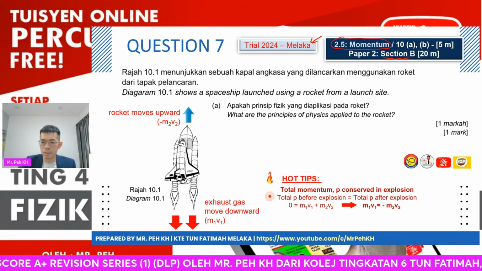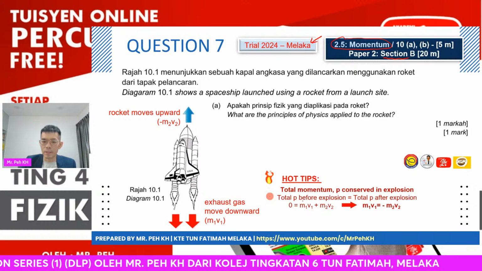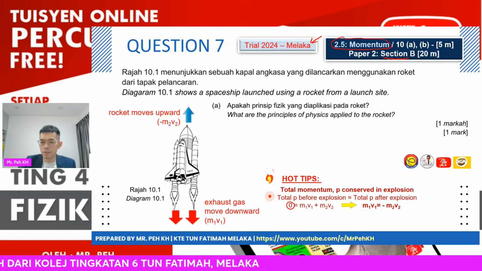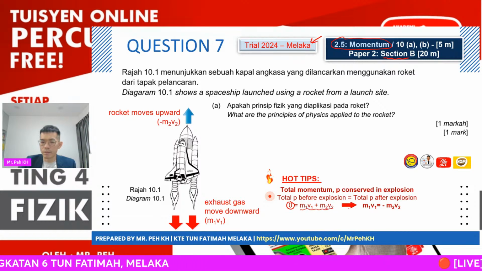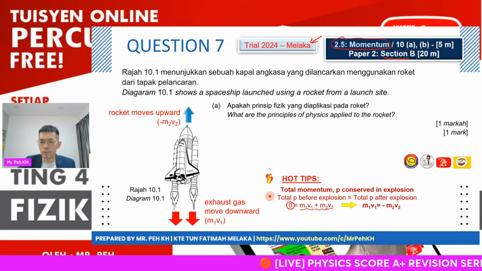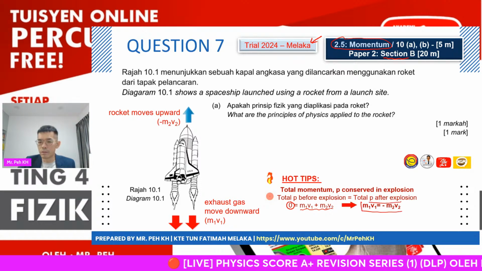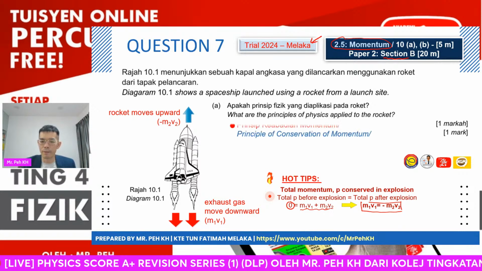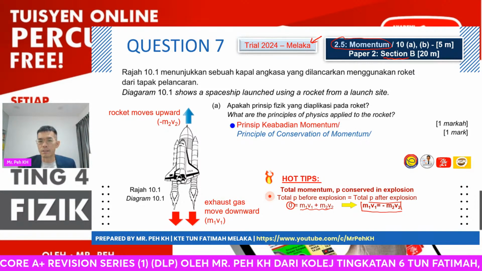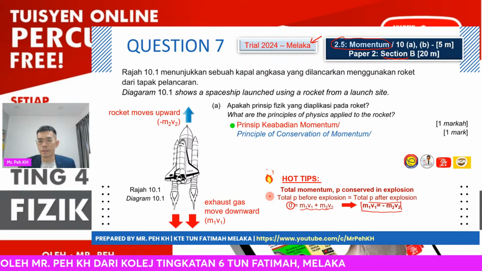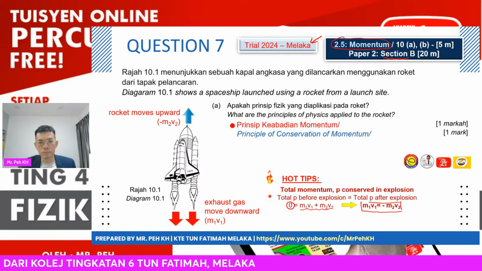The momentum before is actually 0 because the rocket is not moving. After, the momentum will be m1v1 plus m2v2. So in the end you get this formula. This is the formula for calculation involved in the case of explosion. So we are clear that the principle here will be conservation of momentum.